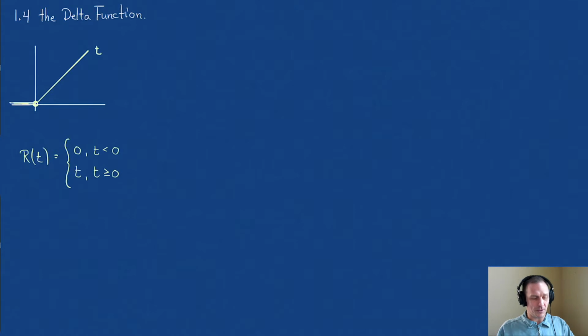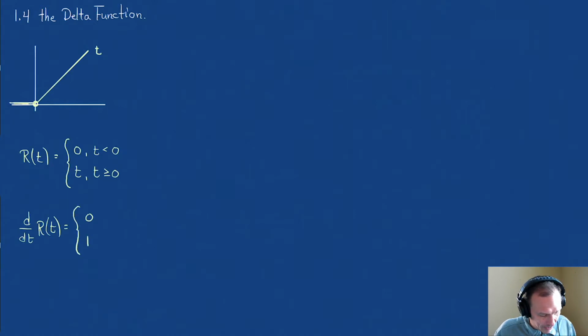Now, let's do something more. We can do this both visually and algebraically. We'll try both. Let's take the derivative with respect to t of the ramp function. The derivative of 0 is just 0. And the derivative of t is 1. So again, this is for t less than 0, and this is for t greater than or equal to 0.